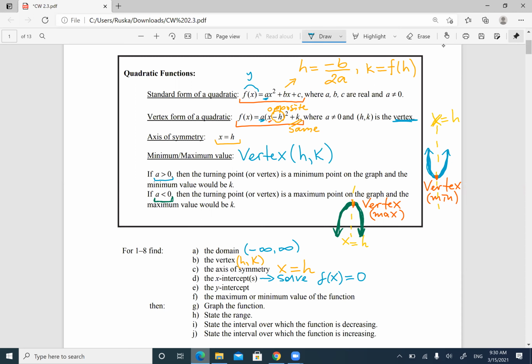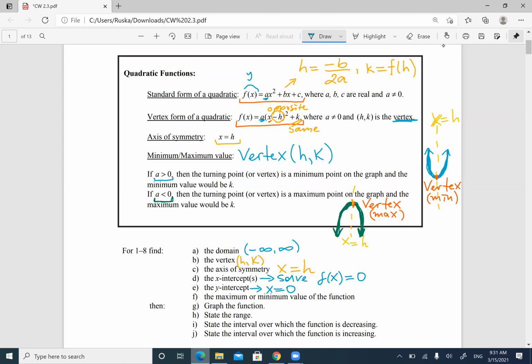Now the y-intercept, you're going to plug in all the x's. It's only one y-intercept. You're going to replace x with 0, and that's how you're going to find y. Okay? So I'm going to plug in 0 for x.